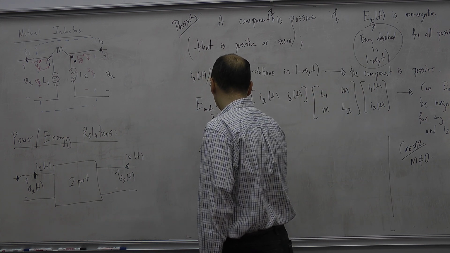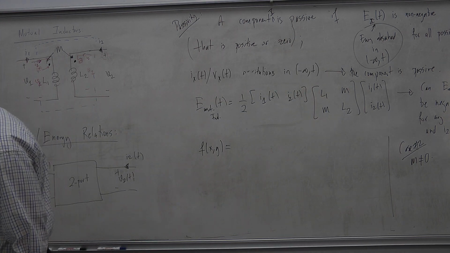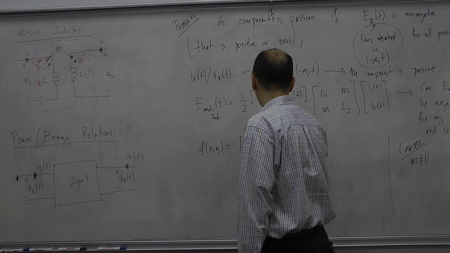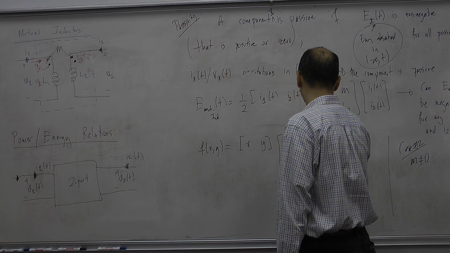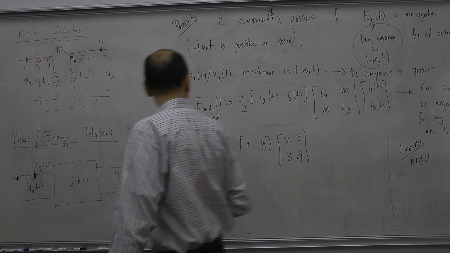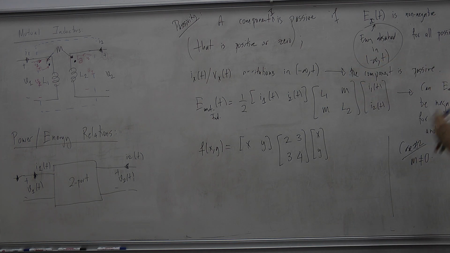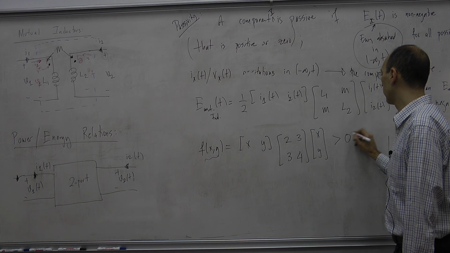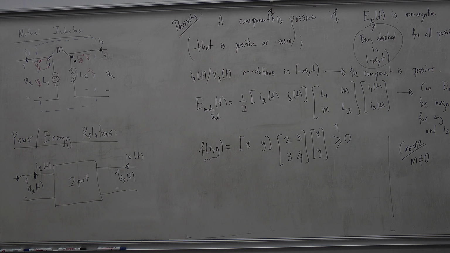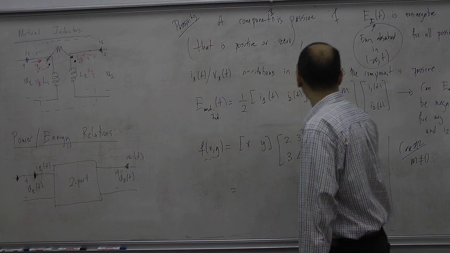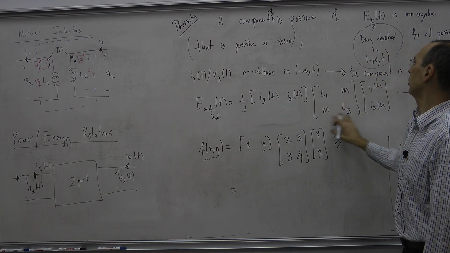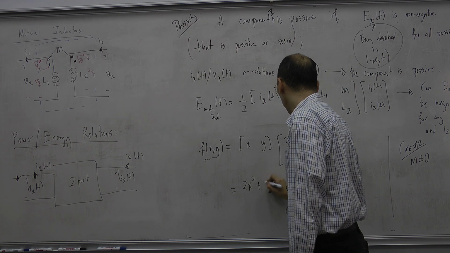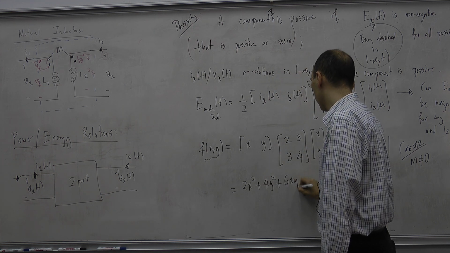For example, if you have a function like this, with the matrix 2, 3, 3, 4 and the vector X, Y. Now the issue is, this is a function of two variables, as you see. Is it always positive, or non-negative, I should say? So how can I show that this is positive valued or not? Forget about the 1/2 factor, or move the 1/2 factor inside the middle term. If you do this product, you have 2x squared plus 4y squared plus 6xy. So this is my function.